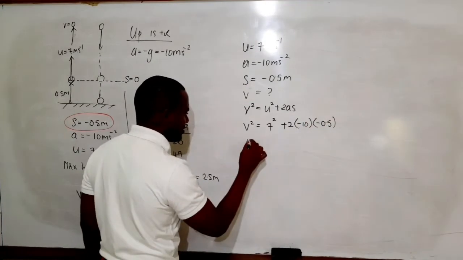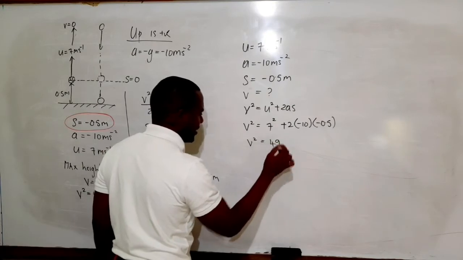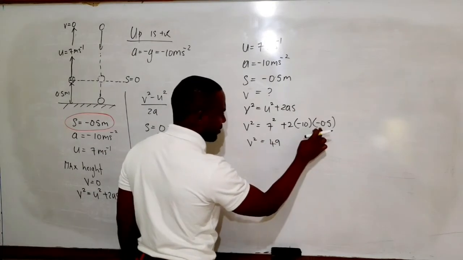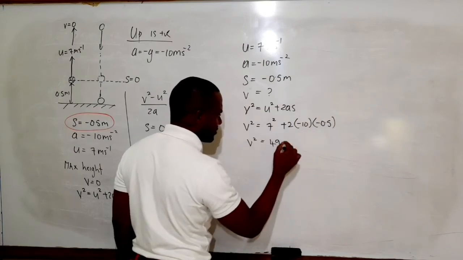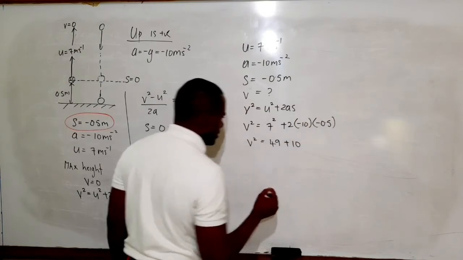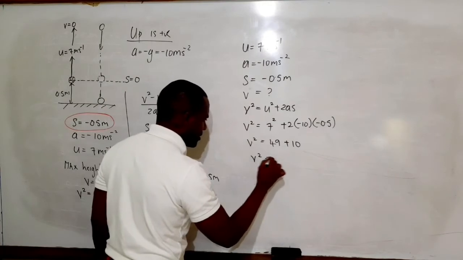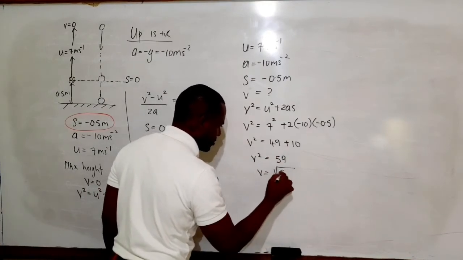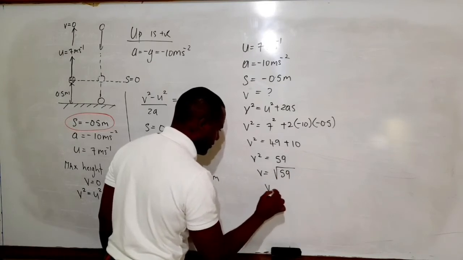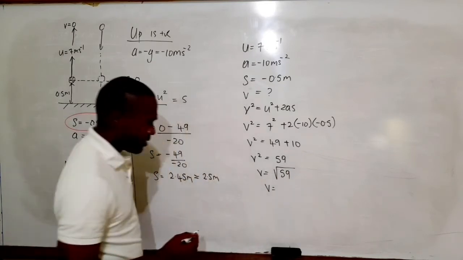And so we have v squared is equal to 49 plus 2 times minus 0.5, that is minus 1. Minus 1 times minus 10, that gives you plus 10. This is plus 10. So we get that v squared is equal to 59, and therefore v is equal to the root of 59.